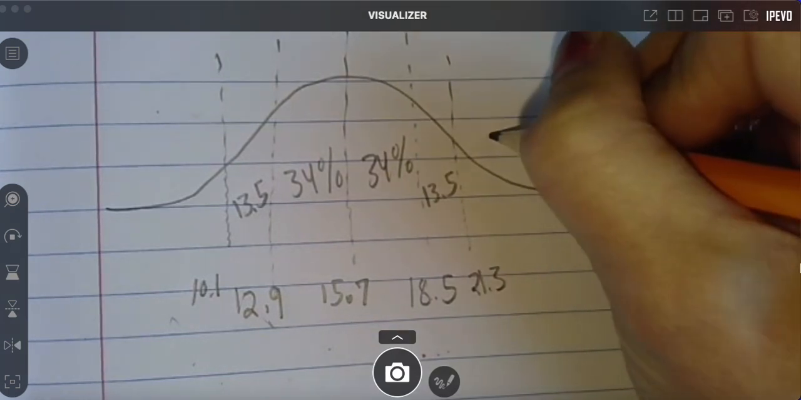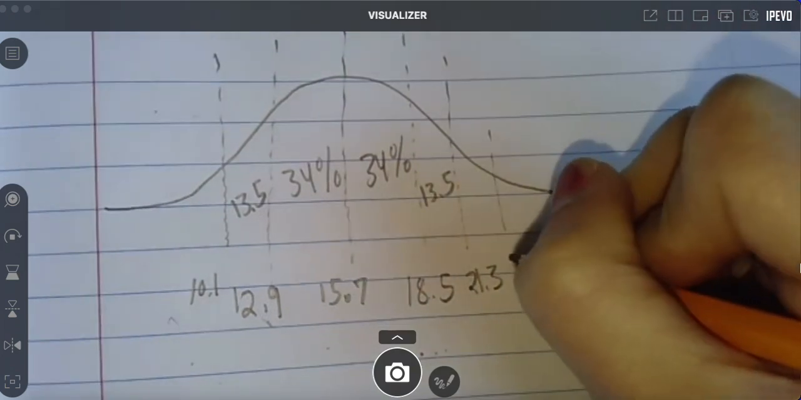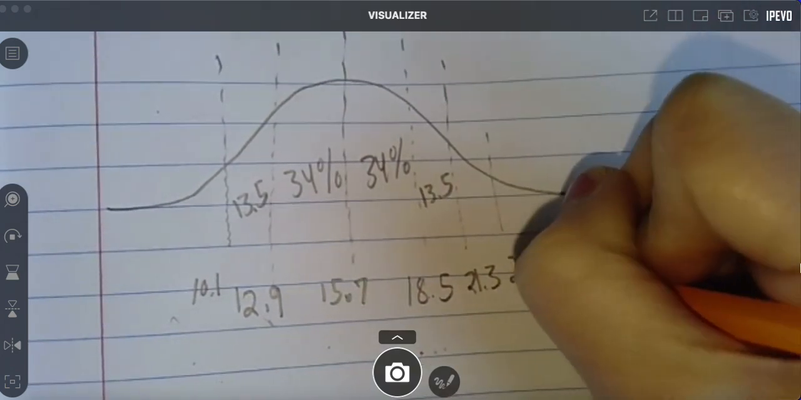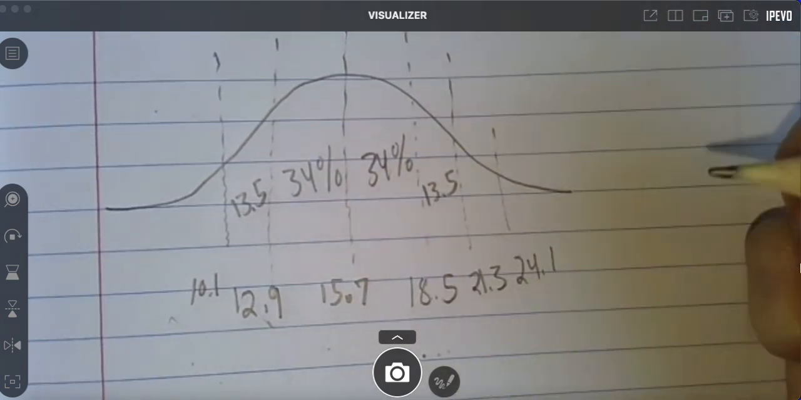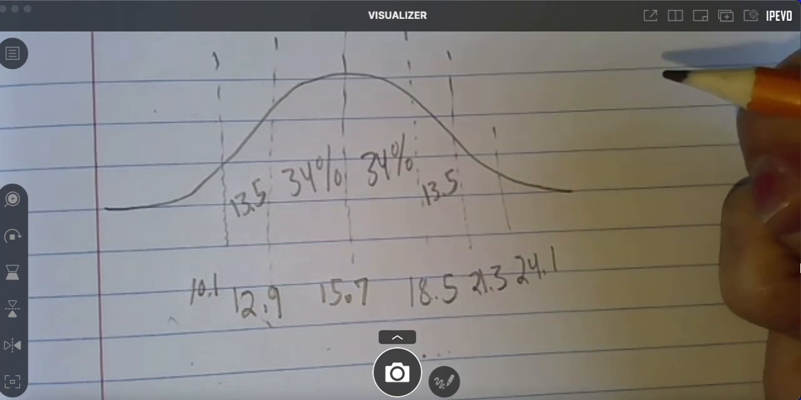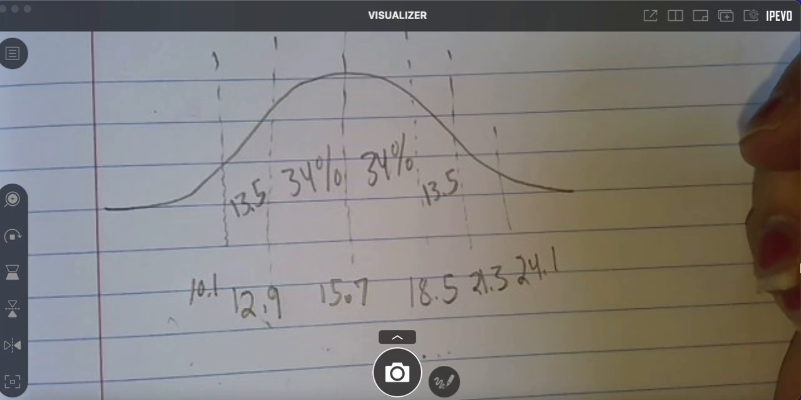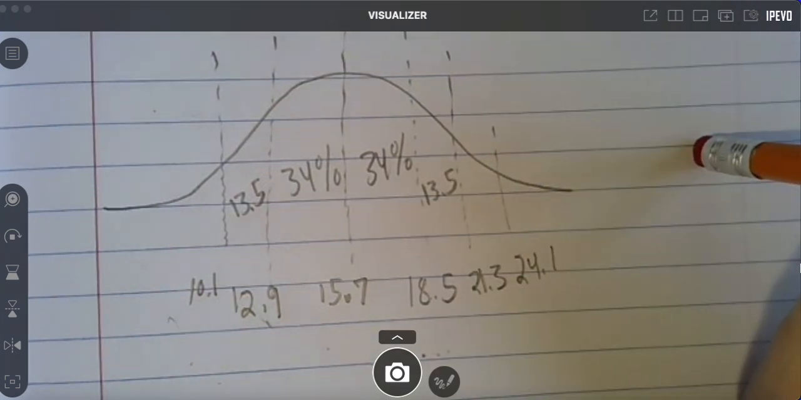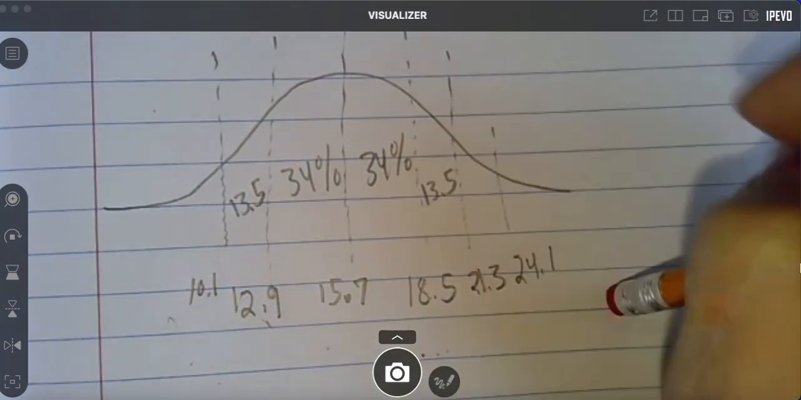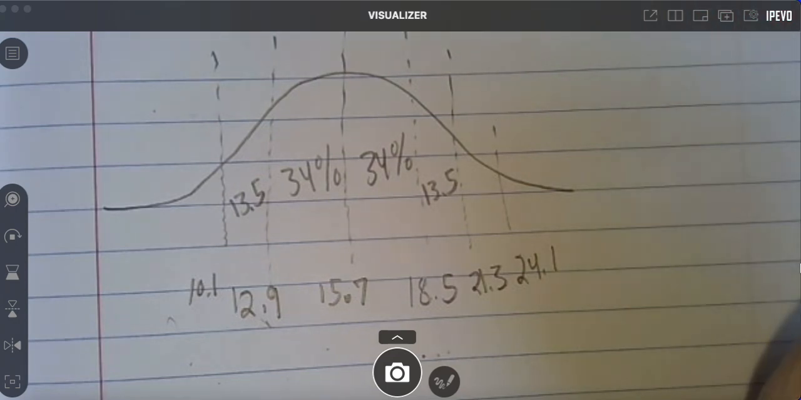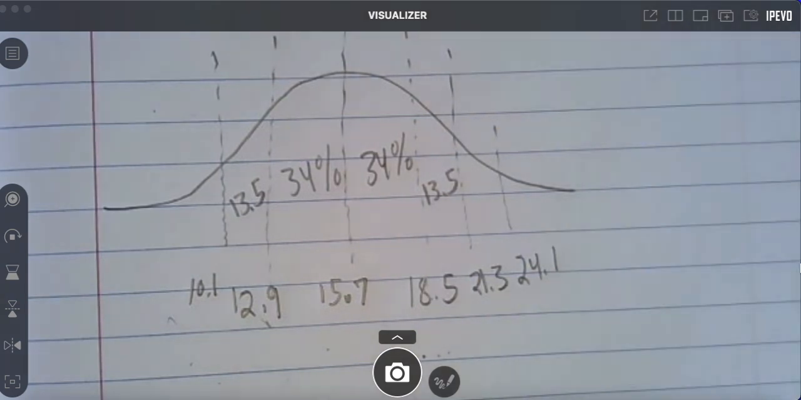Bless you. 24 what? 24.1. What were you adding, 2.8? What'd you get? 24.6. I think it's 0.1. What's 21.3 plus 2.8? You got 24.1 too? Oh, I got 21.8. Okay. What's 10.1 minus that 2.8?